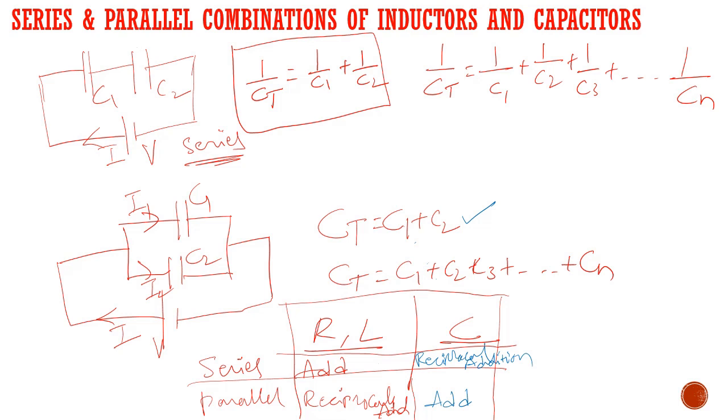Okay, so this is how the series and parallel combinations of inductors and capacitors work, and the equivalent inductance and capacitances. In the next class we will do problems on series and parallel combinations of resistors only, not inductors and capacitors. You can practice inductors and capacitors on your own.